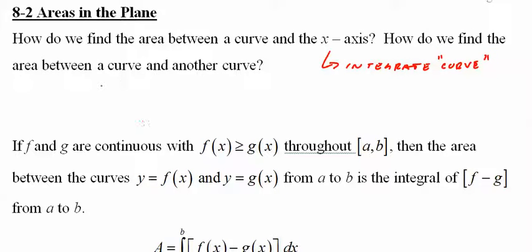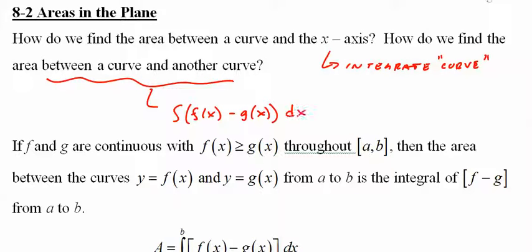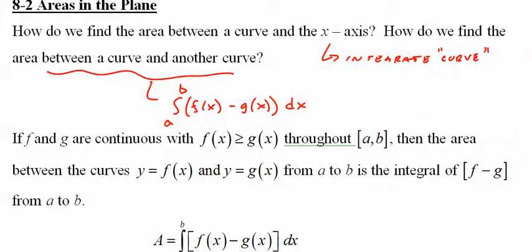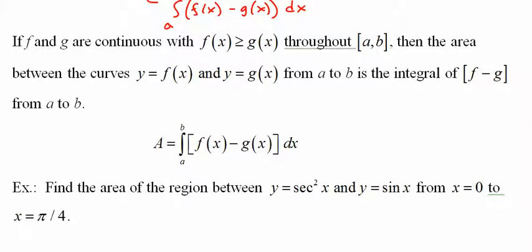How about between two curves? Integrate the bigger curve minus the smaller curve, from the limits where they intersect, or where the problem tells you to. This is a tricky definition: f of x has to be greater than or equal to g of x throughout the closed region. So you've got to plug in all those values and see where they take you.